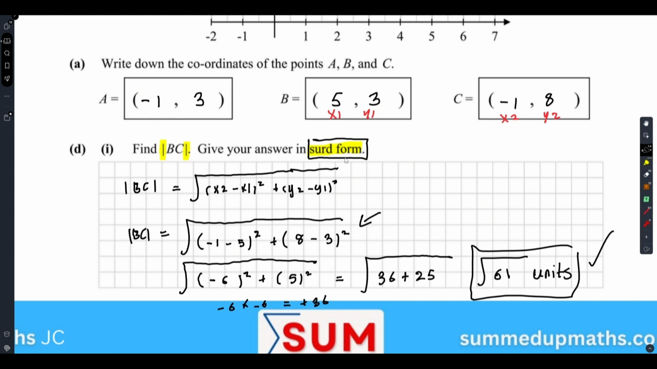So x2 is minus 1, so we sub that in there. Minus x1, minus is in the formula. x1 is 5, so minus 1 minus 5. And it's that thing to be squared. Plus y2, which is 8, minus y1. And y1 is 3, so 8 minus 3 to be squared. Minus 1 minus 5 is minus 6, so we have minus 6 squared. Plus 8 minus 3 to be squared. 8 minus 3 is 5, so we have 5 squared, and you can just put in your calculator from there.